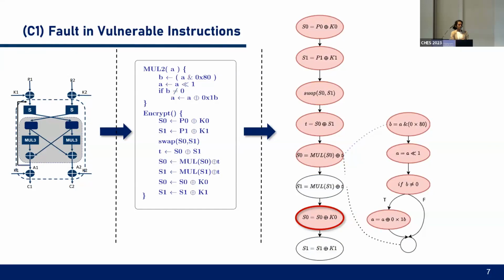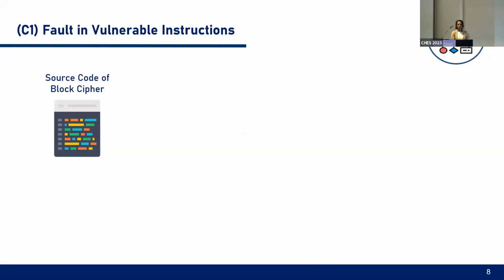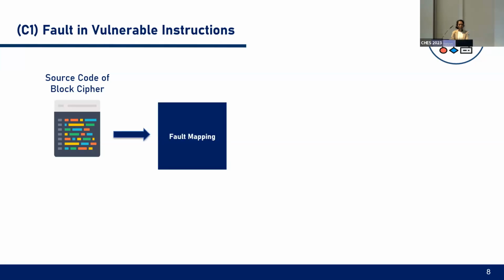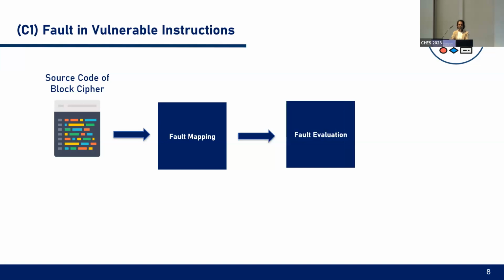This may not be easy when you consider a bigger cipher like AES, which has thousands of nodes at the implementation level. So we need to find the exploitable locations. For this, we use a framework that takes the source code of the block cipher as input, and it performs fault mapping that maps the exploitable operations at the algorithmic level to that of the implementation. And it does fault evaluation, which does a reverse data flow analysis on the control flow graph and gives you the set of operations that are exploitable.